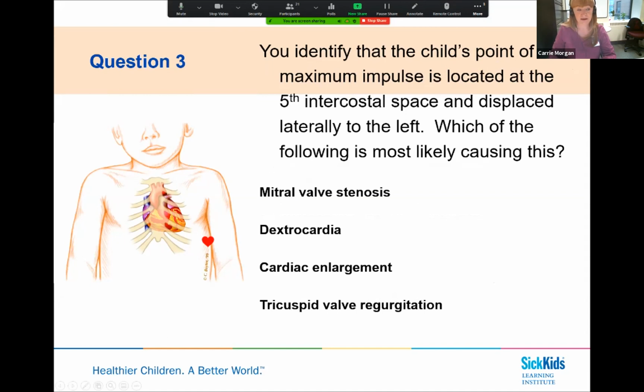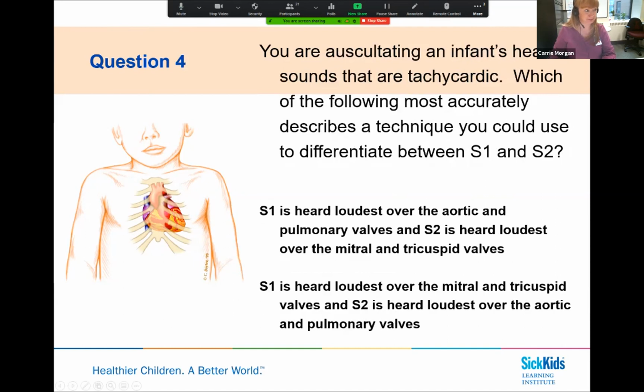All right. So let's see our next one. You identify the child's point of maximum impulse was located in the fifth intercostal space and displaced laterally to the left, which should be, oh, so hands down, everybody, cardiac enlargement, absolutely the correct response. We see this quite a bit with our kids in severe heart failure, as well as dilated cardiomyopathy. Okay, great, well done. Question 4.